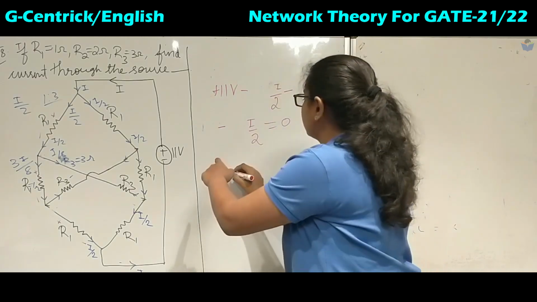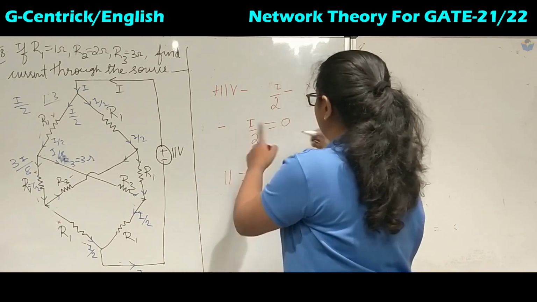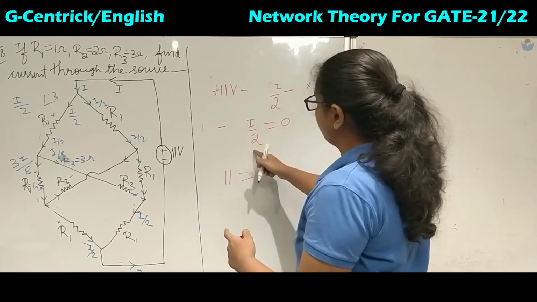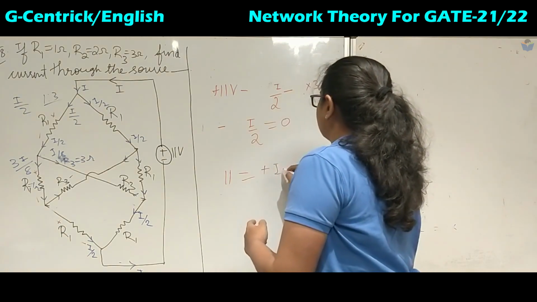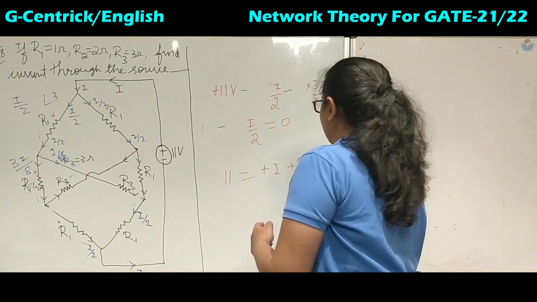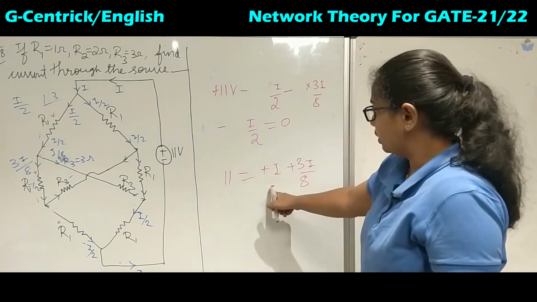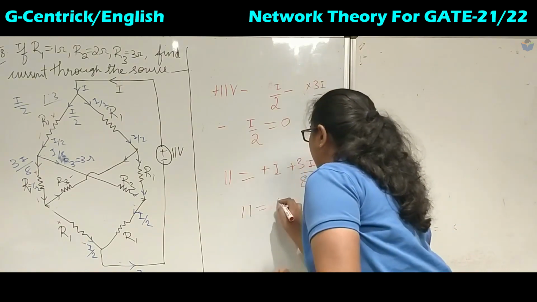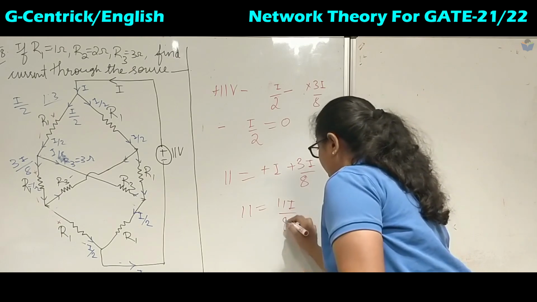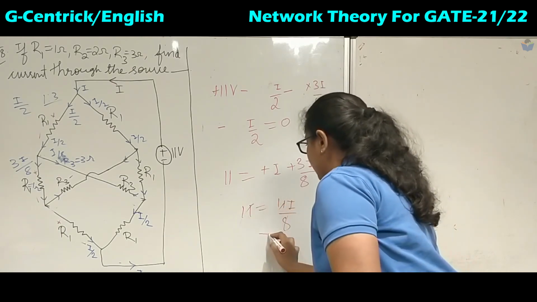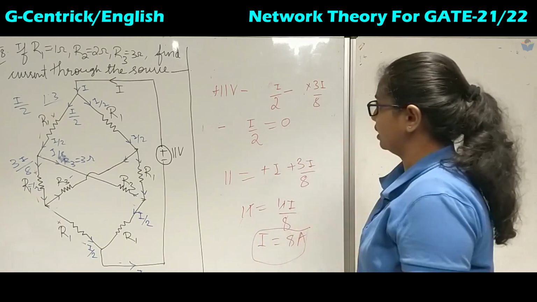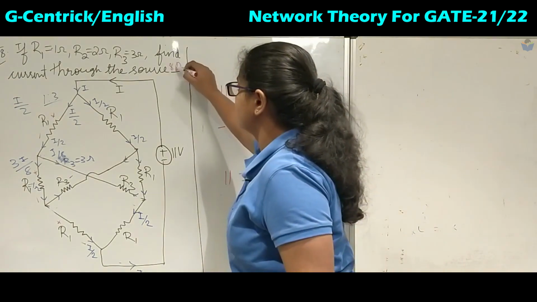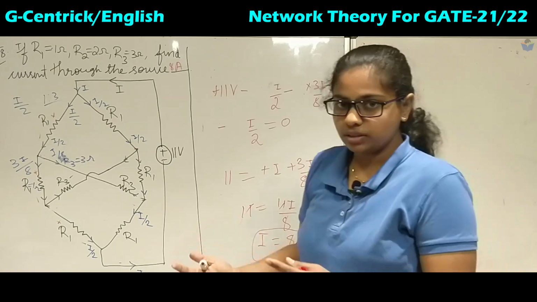Now keeping this 11 here only, we will move to this side. So minus I by 2 minus I by 2 is minus I. So minus, that becomes plus I, plus 3I by 8. We will take the LCM and we get 11I by 8. So this 11 and this 11 get cancelled. The value of the current through the voltage source, we will get as 8 amperes. So this way we can solve this question.